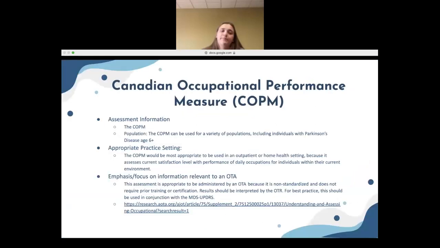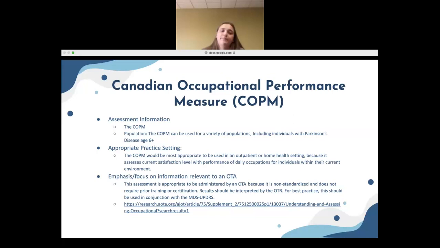All right, our final assessment that we're going to talk about is the Canadian Occupational Performance Measure, or better known as COPM. So the COPM can be used for a variety of populations or diagnoses, including individuals with Parkinson's disease, and the individuals need to be ages 6 or older. The appropriate practice setting for this would be outpatient or home health setting because it assesses their current satisfaction within ADLs for their current, more permanent environment.